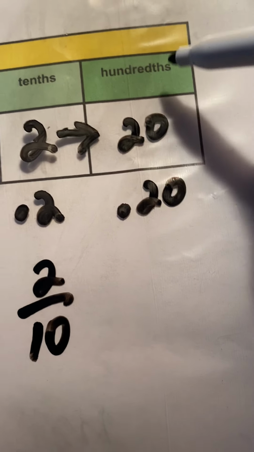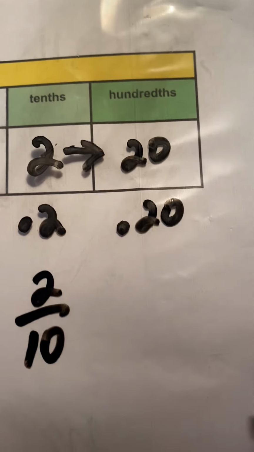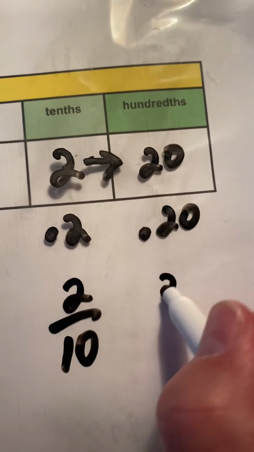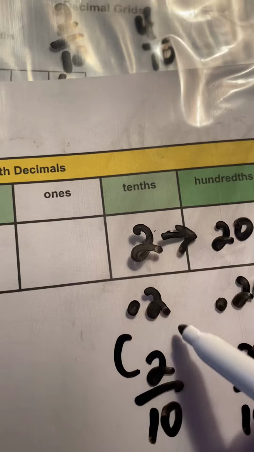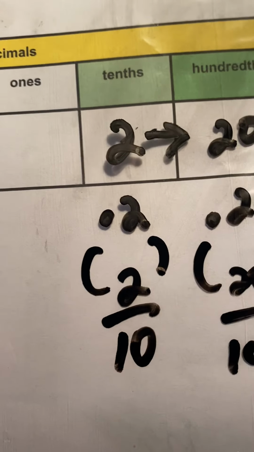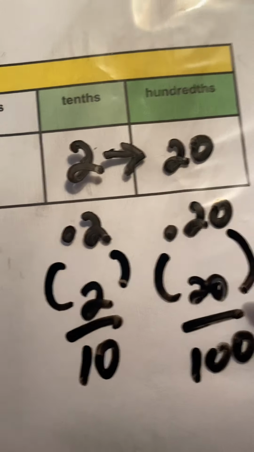This is 20 in the hundredths. I say this as 20 hundredths. Guess how you say that decimal as a fraction? 20 hundredths. So these two decimals and fractions, and these two decimals and fractions, are equivalent fractions, right?